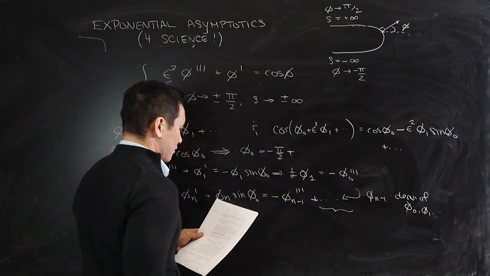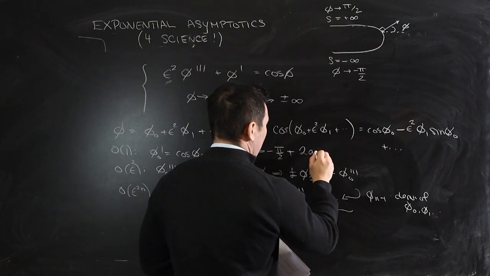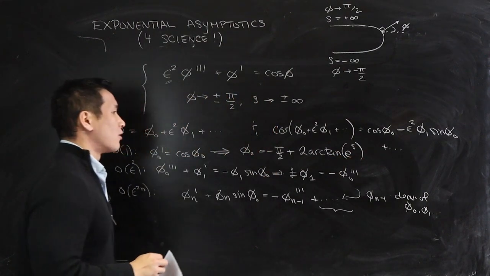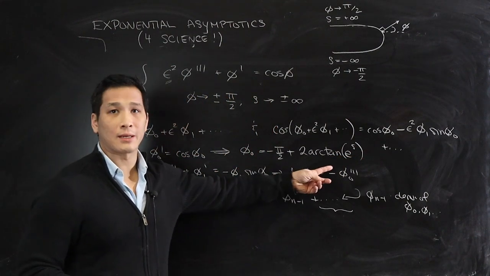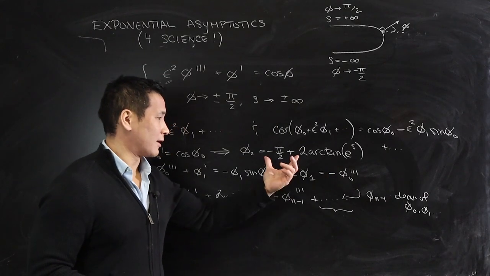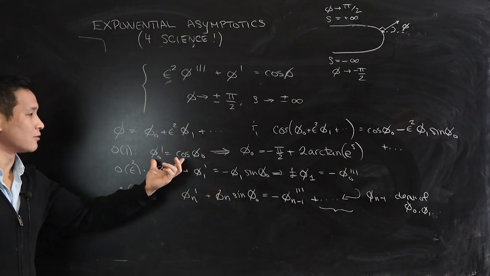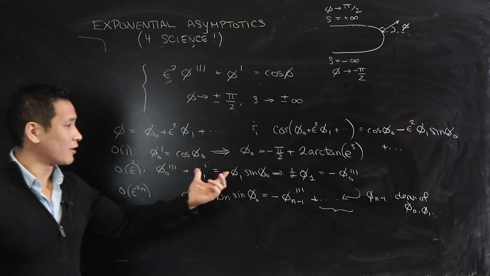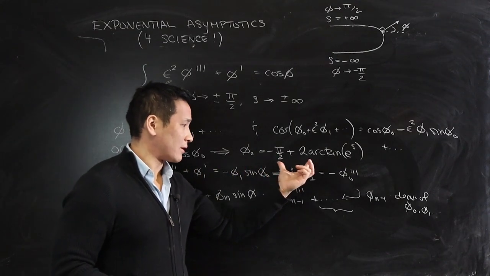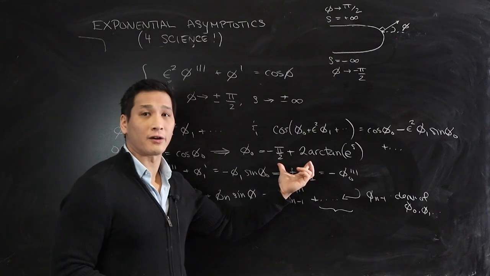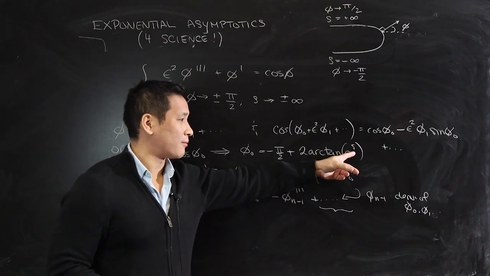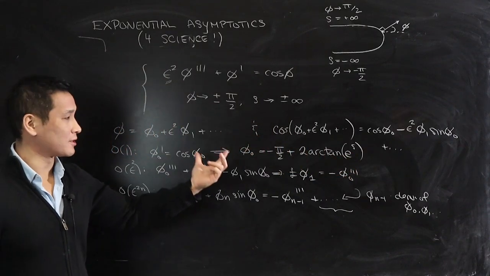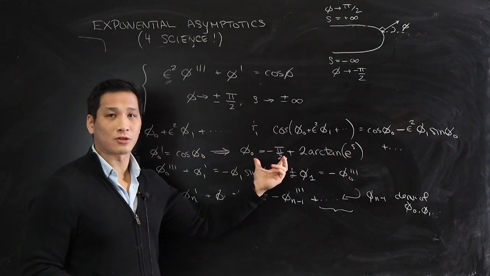this is the solution: minus pi by 2 plus 2 times arctan of e to the s. And if I substitute this into this, I'll get an identity. I can also verify that having written down this explicit solution for phi naught, if I take that in the limit of minus and positive infinity for s, I will satisfy the boundary condition. So this seems to be a legitimate leading order solution to the problem.